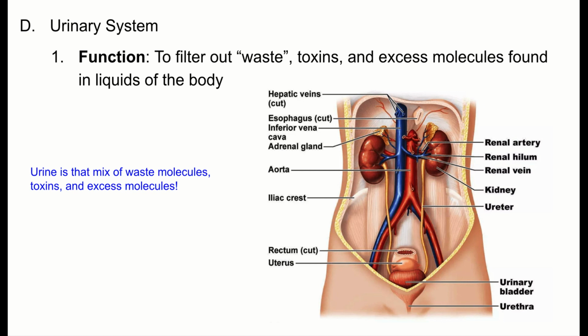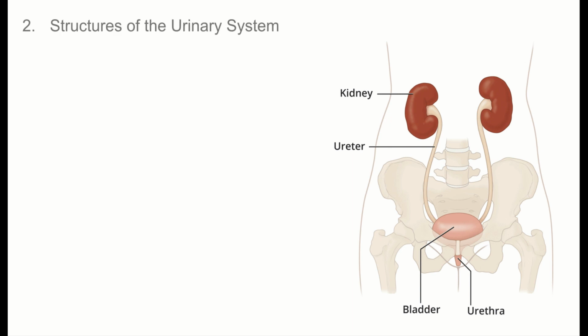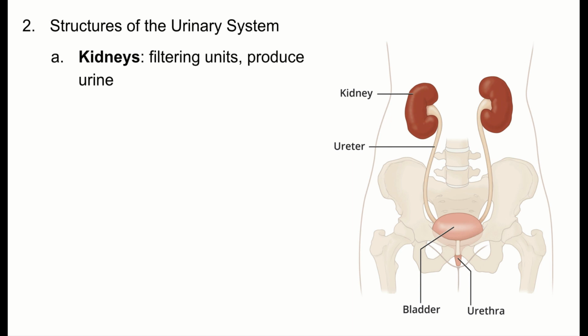So how does this work? How is this structured? Detail 2, structures of the urinary system. Detail A, we start with the kidneys. You have 2 kidneys, one on either side. Notice where they are in your abdomen. These are the filtering units. So this is where we're actually going to be filtering out those wastes and toxins and excess water. This is where we will be producing urine.